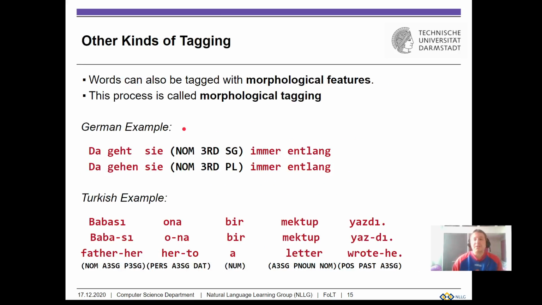Going beyond this standard part of speech tagging that we have done, we can also do other forms of tagging. One other form of tagging is, for example, morphological tagging. This morphological tagging means to annotate or to label a word with its morphological features. The morphological features are, for example, whether something is in the singular or plural, the person, and the case.